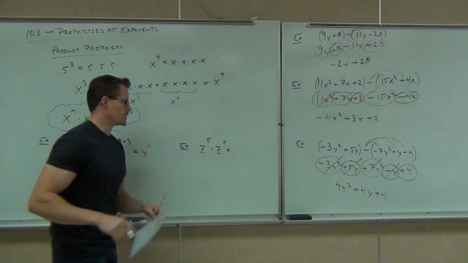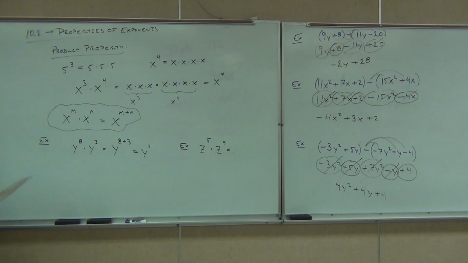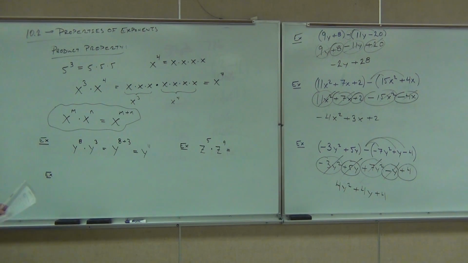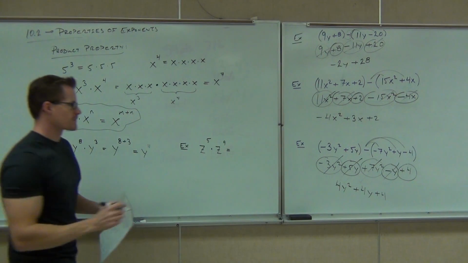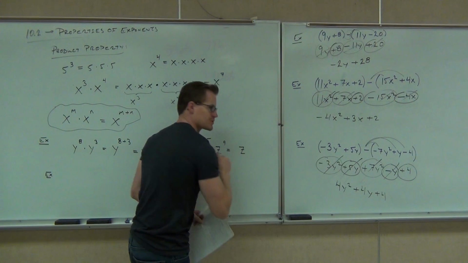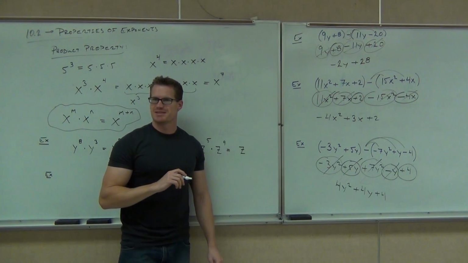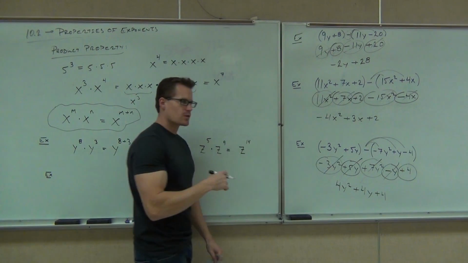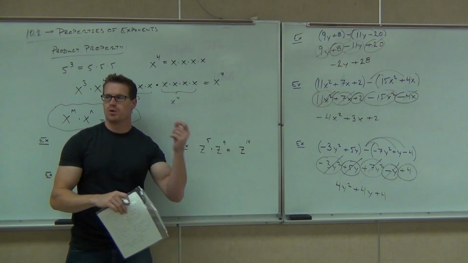Okay, do that one for me, please. Do z to the 5th times z to the 9th. It's kind of nice because they go quick, huh? Z to the what? 14th power? That's it. We're adding those exponents when we have those common bases being multiplied together.